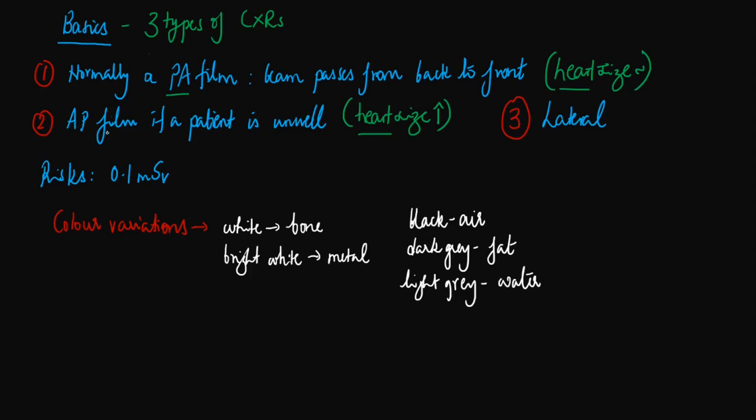In an AP film, the patient is quite unwell and usually bedbound, so the radiographers come directly onto the ward and direct the X-rays to the patient's chest, and this is picked up on a plate which is at the back of the patient. The disadvantage being the heart size is exaggerated in this case. And lastly, lateral films, but we won't be discussing these in today's talk.